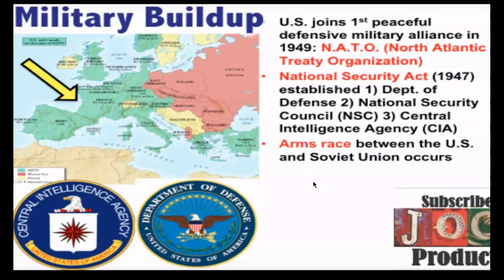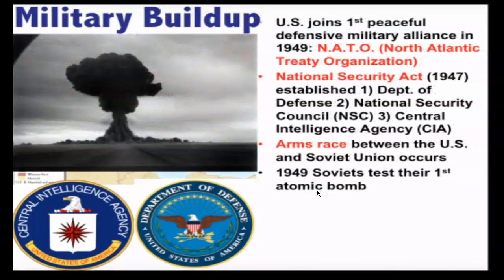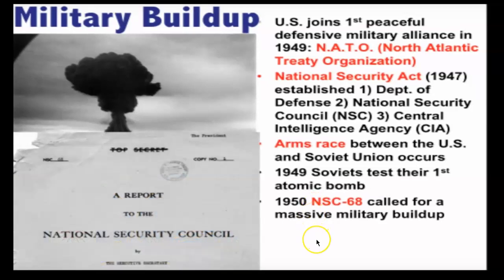The arms race begins, right? Remember, the United States has dropped 2 atomic bombs on Japan. By 1949, the Soviets also gain and successfully test their atomic bomb. So now the arms race is on to see who can develop the most powerful weapons.